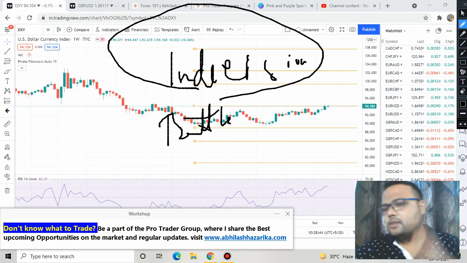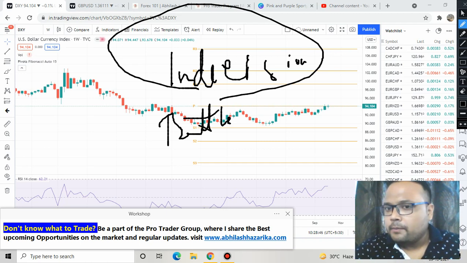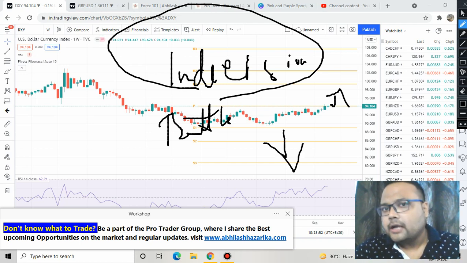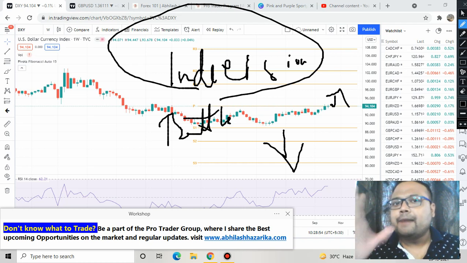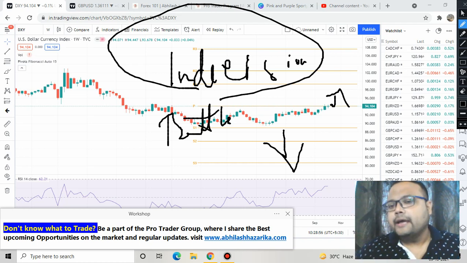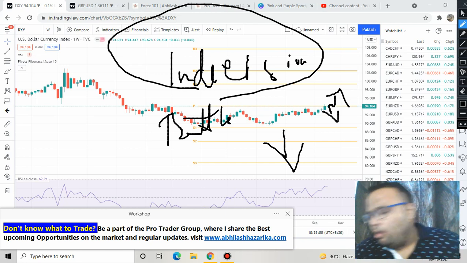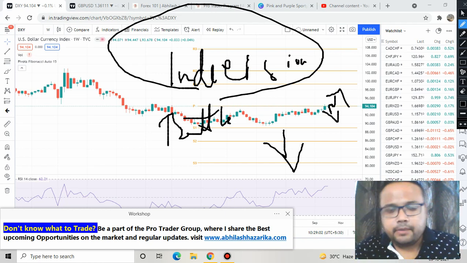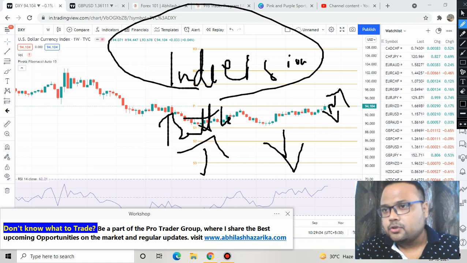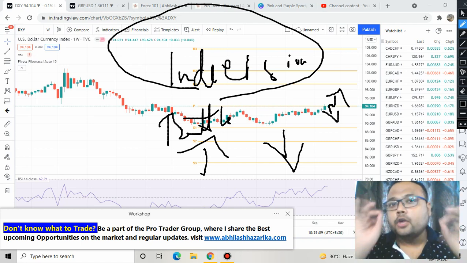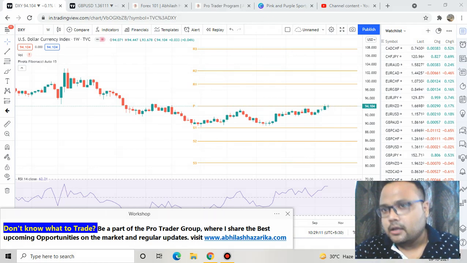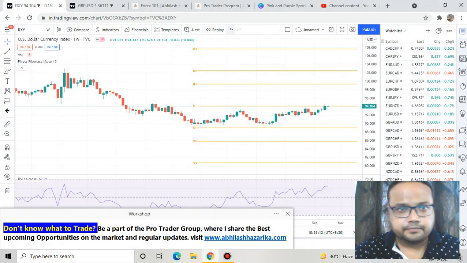So the first possibility here is dollar will break the resistance and will go up, and if this happens, GBP USD will be going down. And on the other hand, there is a possibility that buyers will surrender here and US dollar will go down. Then GBP USD will be going up. So keep your eyes on the DXY US dollar. This will play a huge role in the Forex market for the next week.